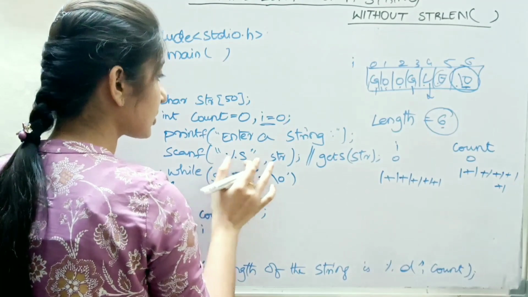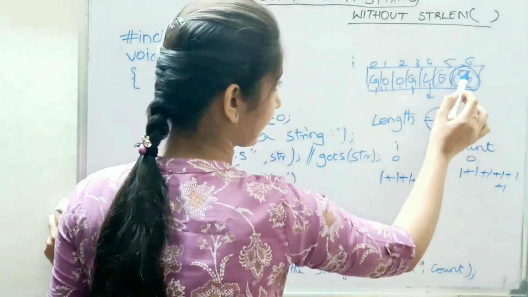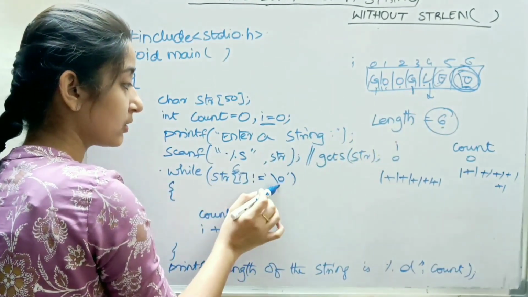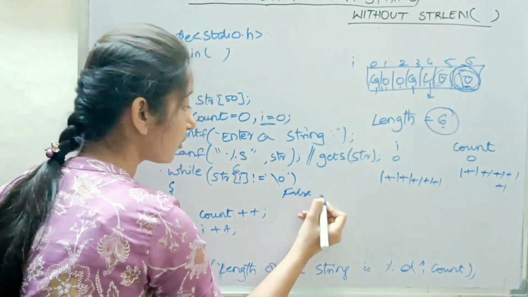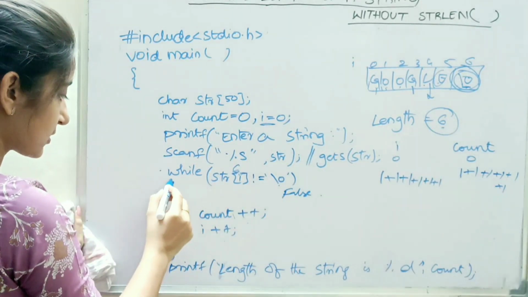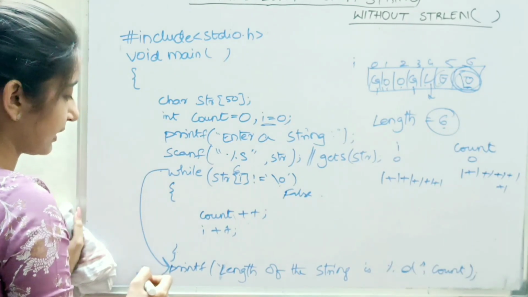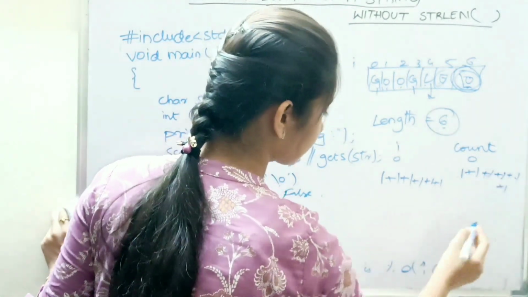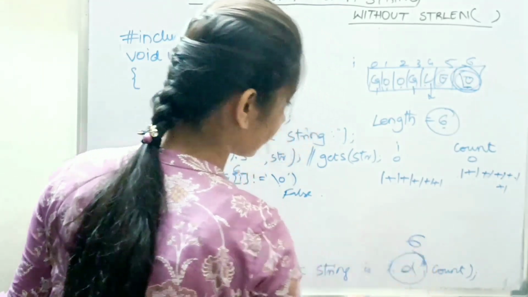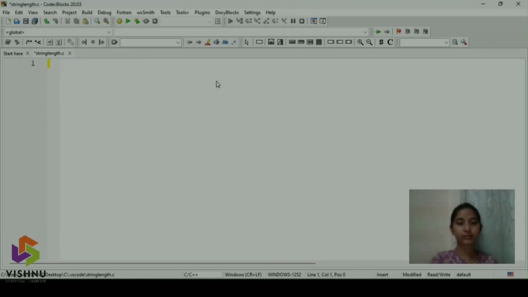But when i reaches 6, in the sixth position we have the null character. This is equal to the null character. So this condition becomes false. When this condition becomes false, the loop will not be executed and it directly reaches the last printf statement. Here, what is our count? 1, 2, 3, 4, 5, 6. So 6 will be printed here. Right? Let us execute our program and see.